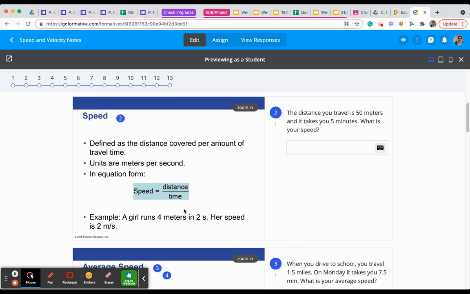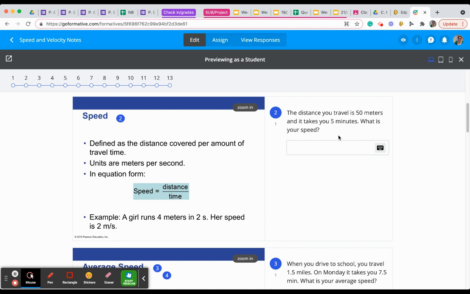An example would be a girl runs 4 meters in 2 seconds. Her speed is 2 meters per second. So we would take 4 meters and divide it by 2 seconds. 4 divided by 2 is 2. And meters divided by seconds is just meters over seconds because that doesn't cancel out. So our final answer would be 2 meters per second.